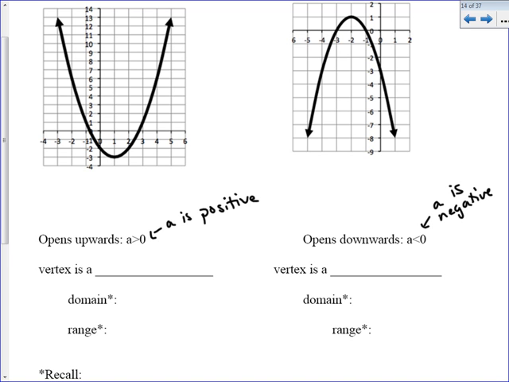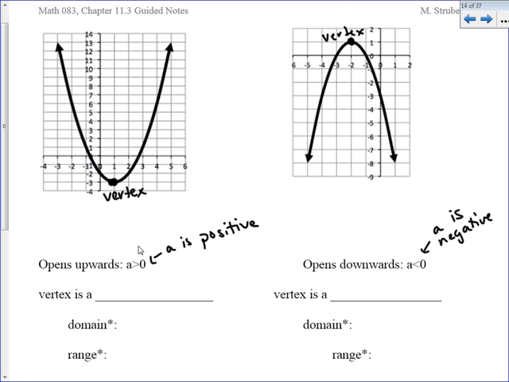Now the vertex on these graphs, the vertex is always the very bottom point, so here's the vertex, or the very top point if we're opening downward. There's our vertex up there. So the vertex is always a minimum or a maximum.